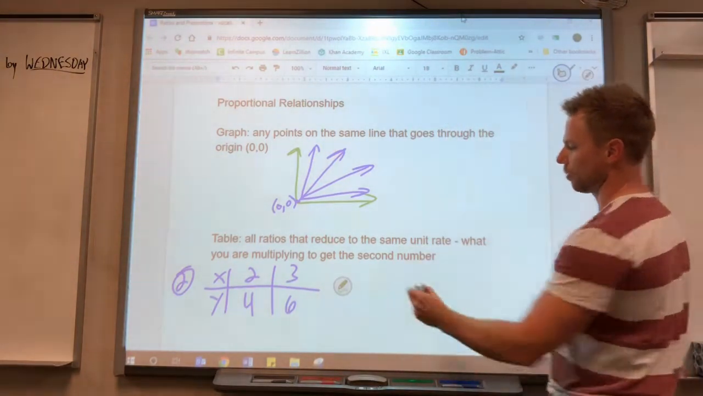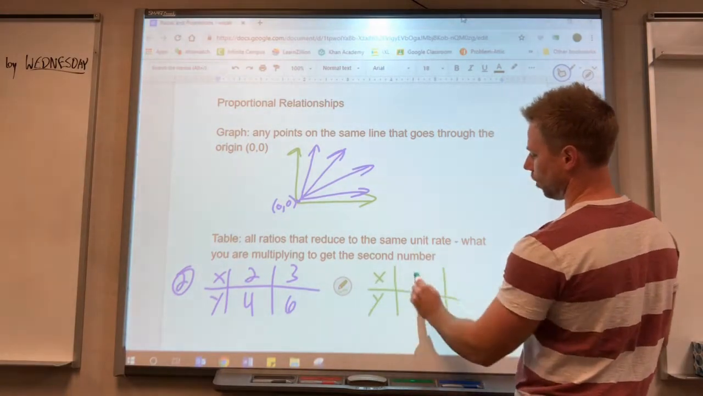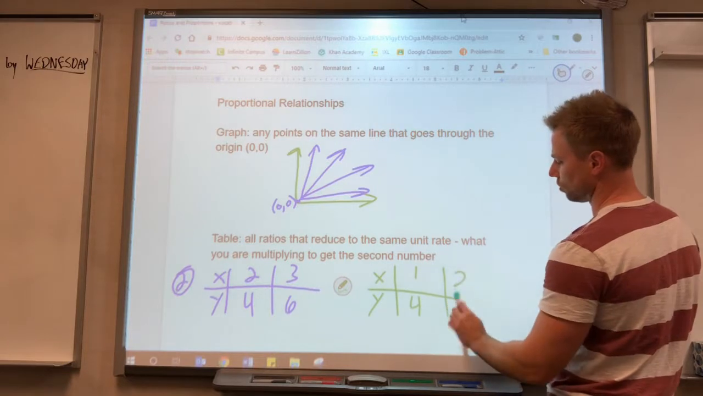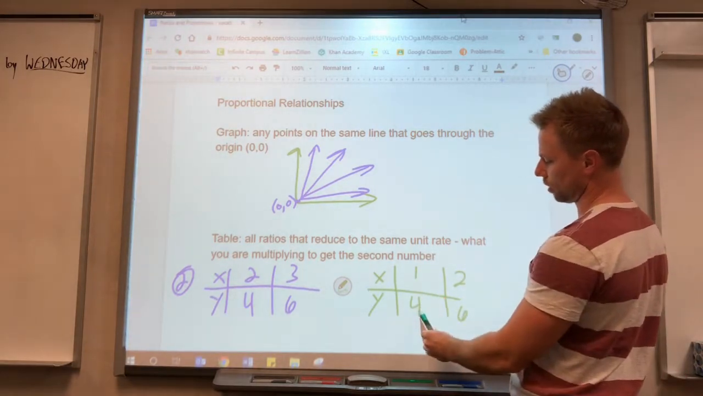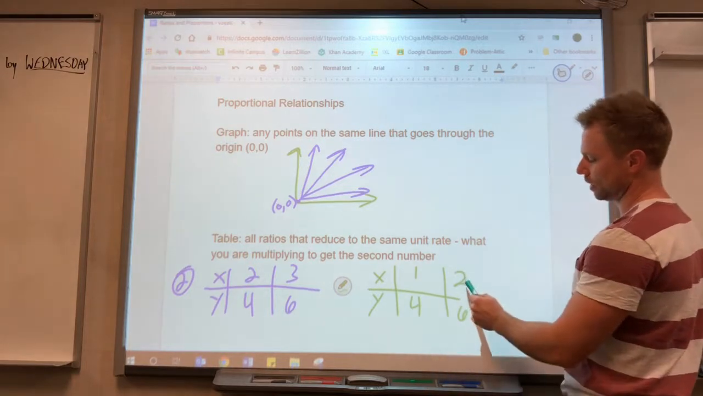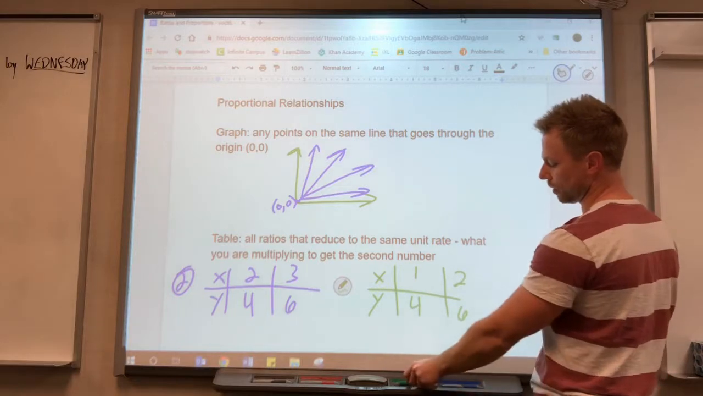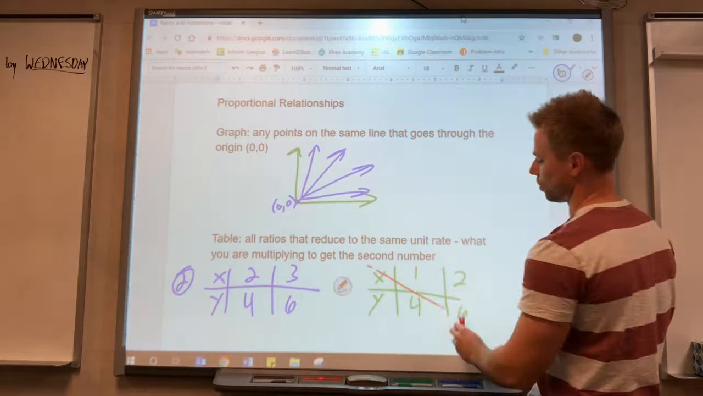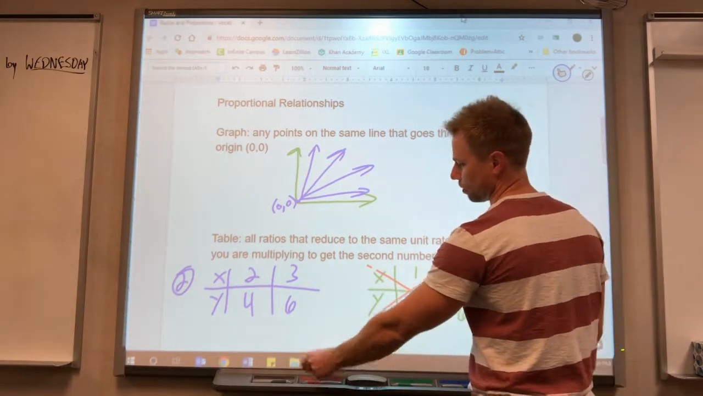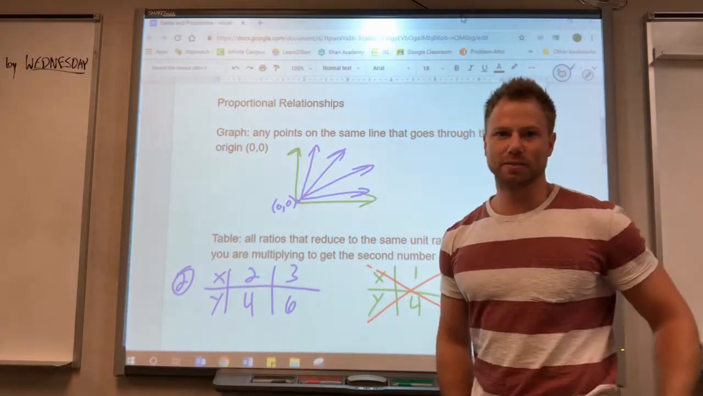A relationship that would not be proportional, let's say we have 1 and 4, 2 and 6. So we take 1 times 4 to get 4, but we would take 2 times 3 to get 6. Since we're not multiplying by the same thing, it's not proportional. Okay? This would not be a proportional relationship. This would be a proportional relationship. All right, let's look at some graphs.